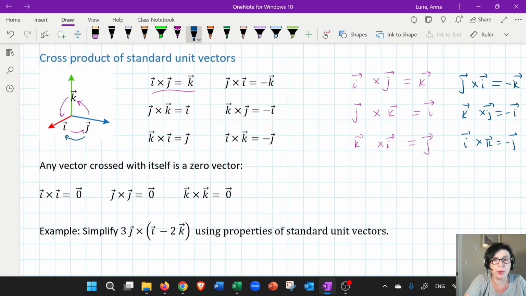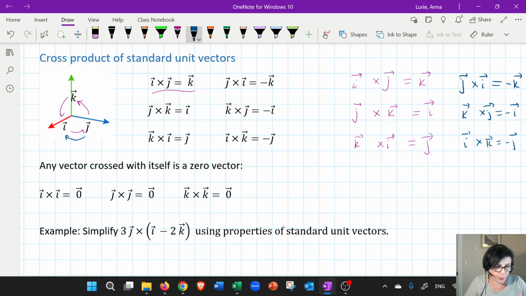Now, another property that you need to complete these kinds of exercises that we're going to look at in a second, you also need to know that a cross product of any vector with itself is always a zero vector. So no matter which vector you cross with itself, it gives you the zero vector.